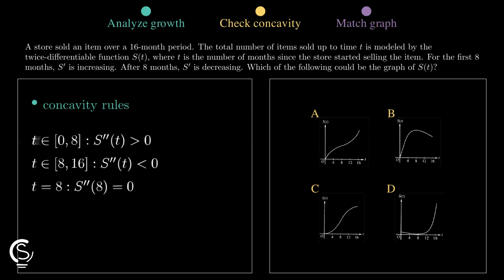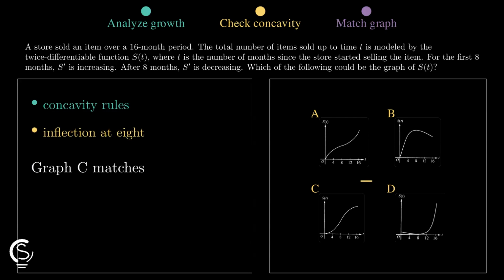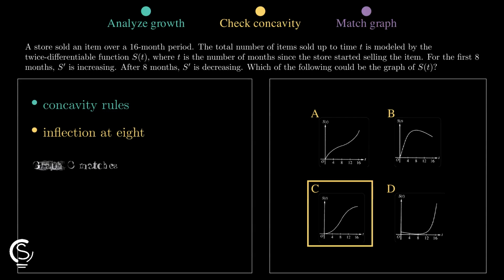Graph C is the only one that starts concave up and transitions to concave down at the midpoint. The others fail to show this specific change in curvature. Let's go!